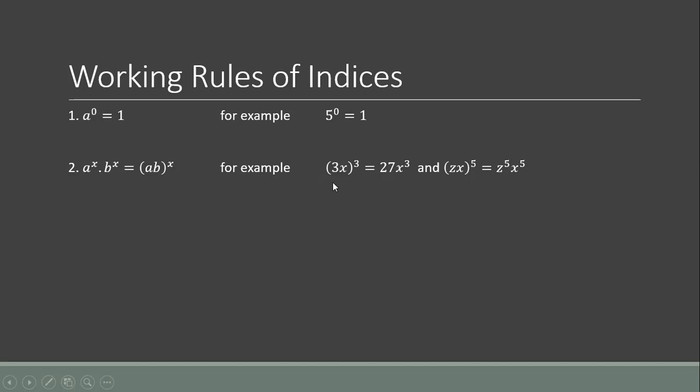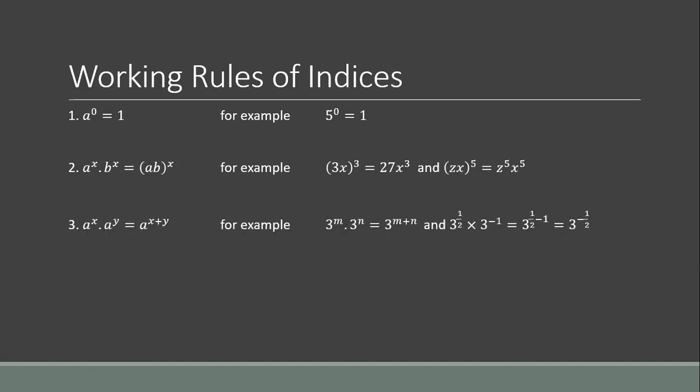So, for example, we can say 3x whole cube equals 27x cube, that is 3 cube, 27, and x cube. And also zx to the power 5 equals z to the power 5 into x to the power 5. So you can write this for indices.